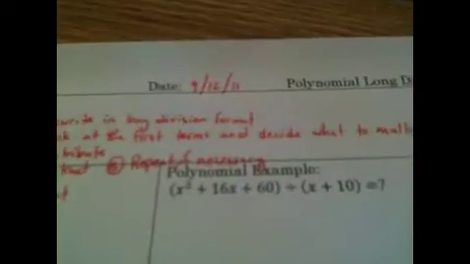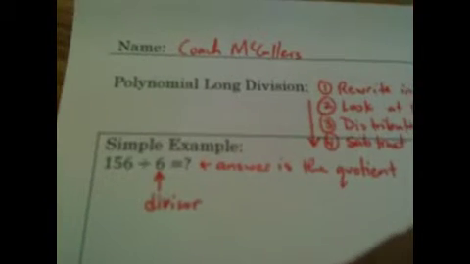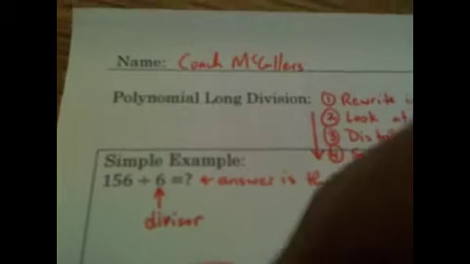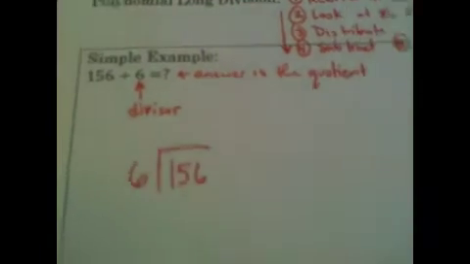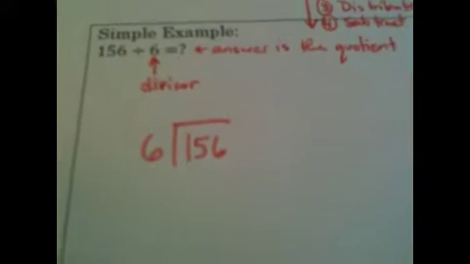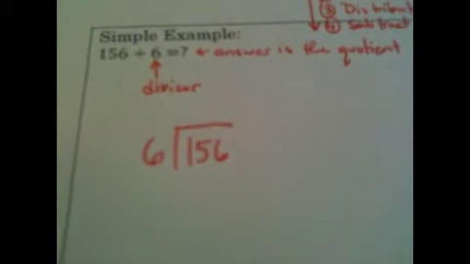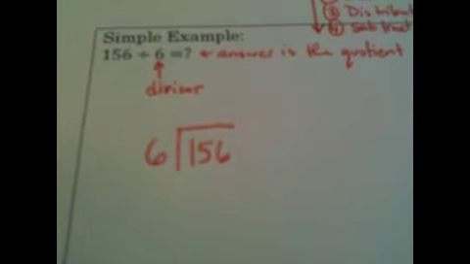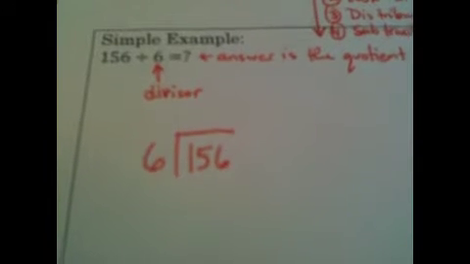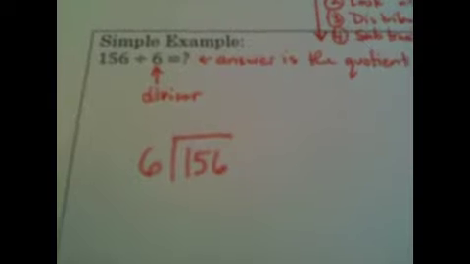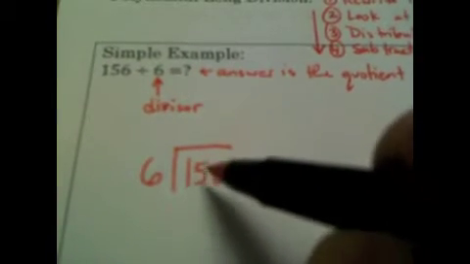Let's follow these steps that we wrote up at the top for this simple problem. Step 1 says to rewrite the problem in long division format, so that's what I'm doing right now. 156 goes inside of the house, and we're dividing by a divisor of 6. Now step 2 says look at the first terms. Well, they're both single terms, but the idea is still the same. 6 will not go into 1, but 6 will go into 15.